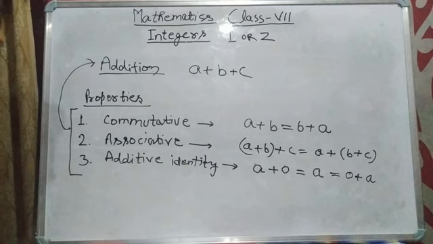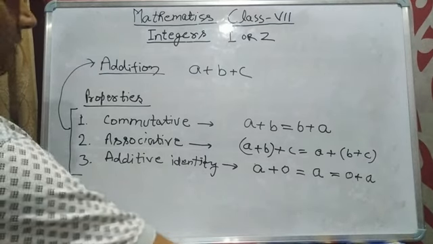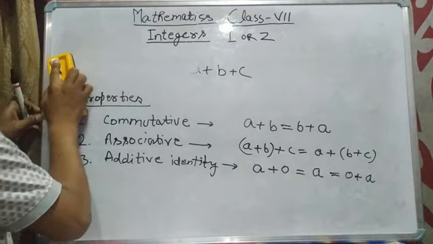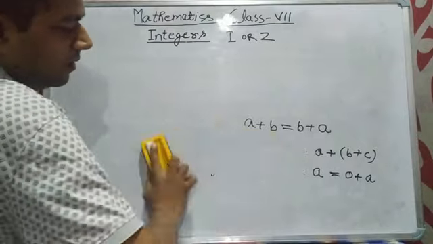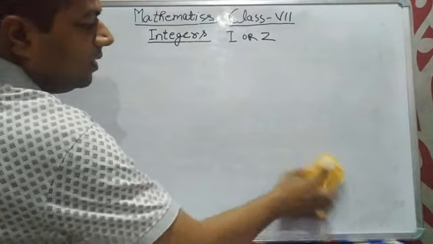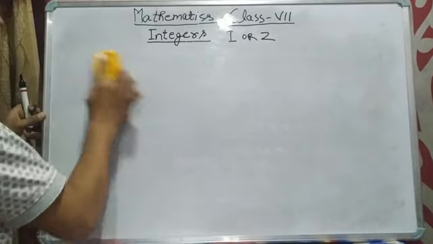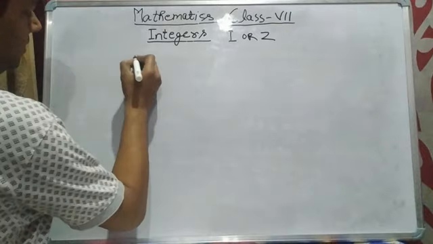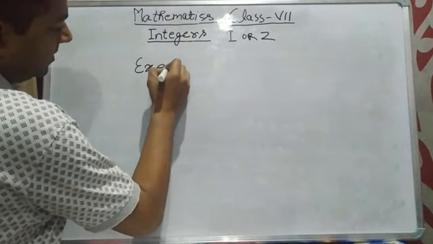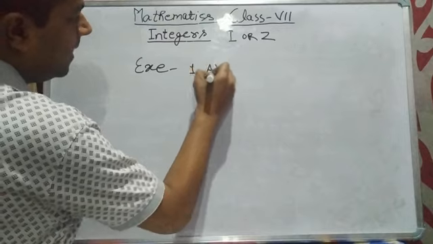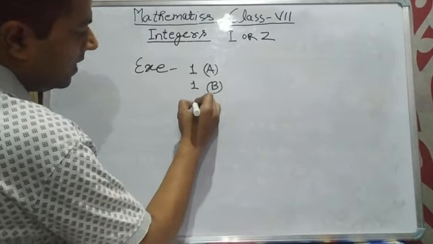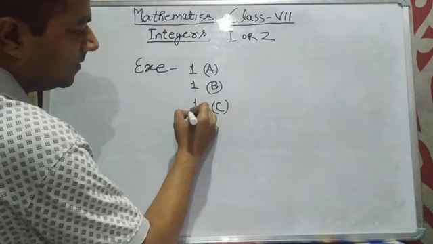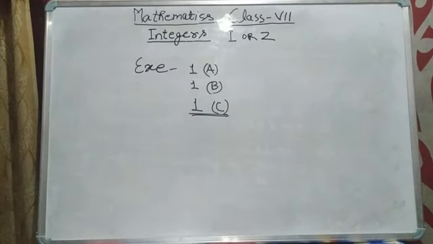So students, start to do the exercises that are given in your book, and if any doubt will be there, then we will clear in our class. Exercise first A, first B you must have done, and now first C. Then we will proceed further.